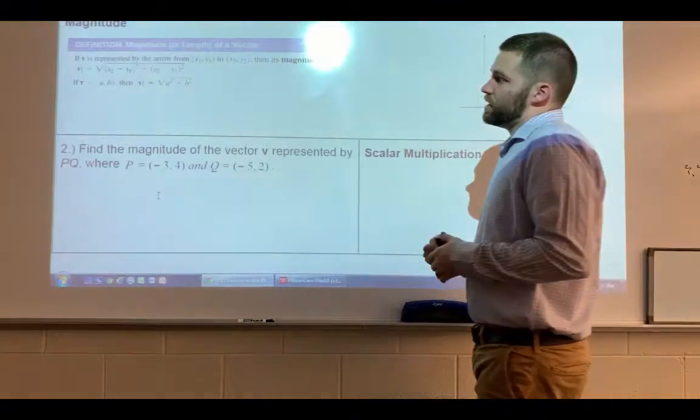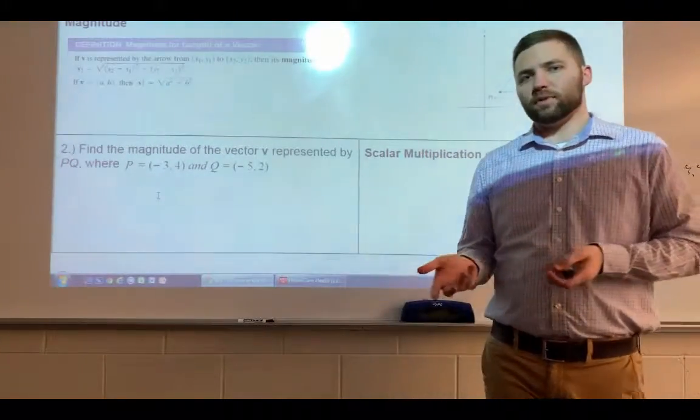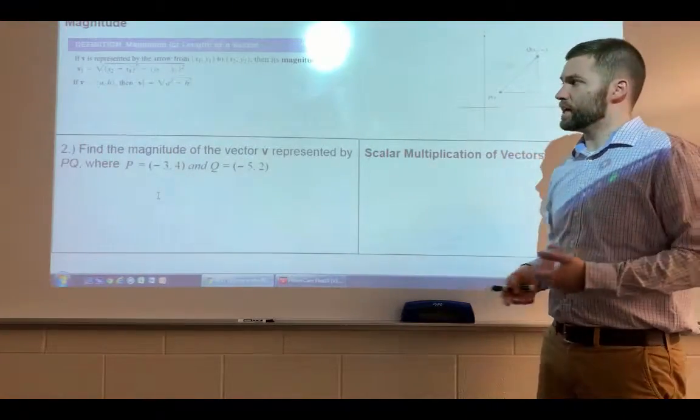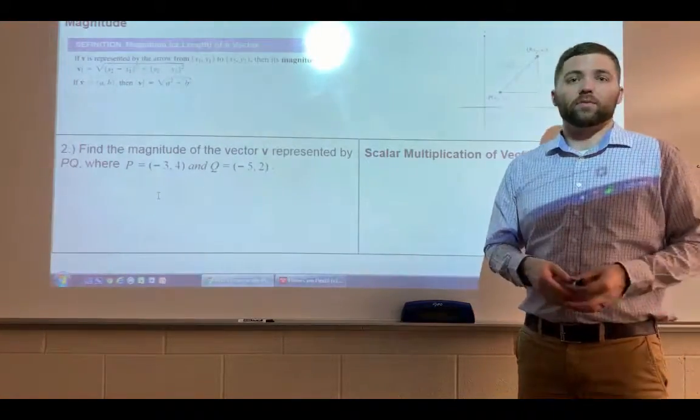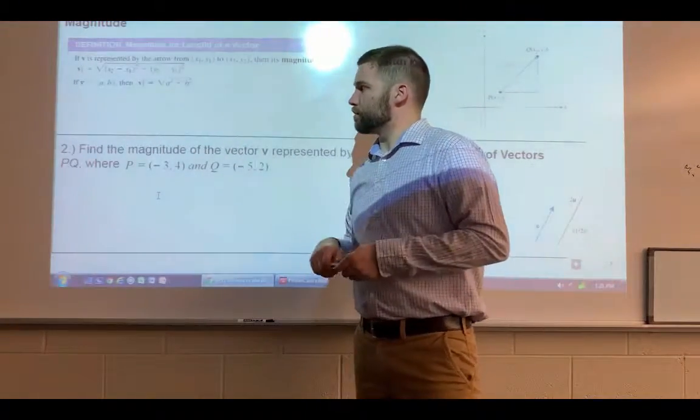The magnitude of vector v can be found using the distance formula, because that's all the distance formula is. It tells you the length of a segment, and when we're trying to find the length of the arrow that represents a vector, we just use the distance formula. So if we've got 2 points, we drop them into the distance formula.